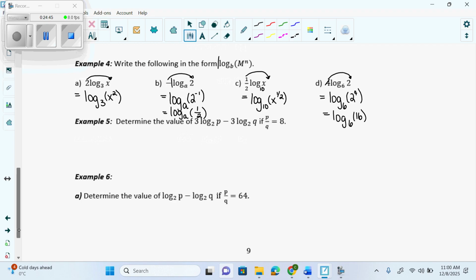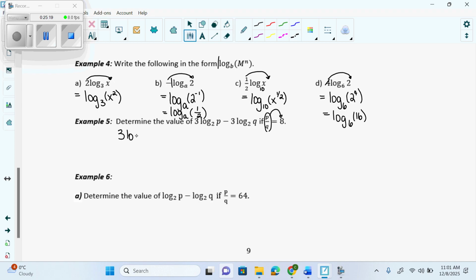Example 5 we're going to do together. It says determine the value of 3 log base 2 of p minus 3 log base 2 of q. When they have the same base, which these both are base 2, it should scream in your head, put me together, if they have the same base. Like a little voice in your head should say, put these together, when it's base 2. And then if I can get something in the form p divided by q, I can replace that with the number 8. That's what it's telling me. Okay? So let's look at the actual question.